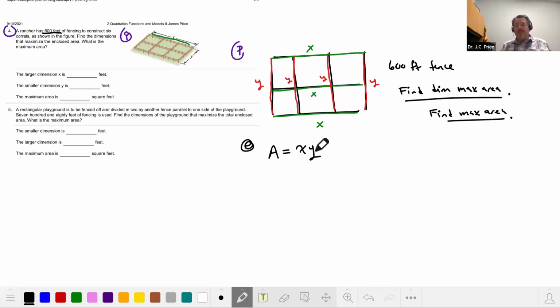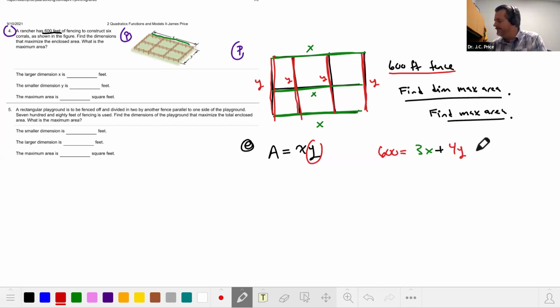And the big idea is you'd like to graph this formula, but you can't because you have x and y. So we have to get rid of y. So that's where the 600 is going to come into play. So 600 is going to be equal to, and you just count up the sides. It's the perimeter of the corrals, basically. So all the fence. So you have x feet there, x feet there, x feet there. So that's 3x, and then plus, count up all the y's. You have y feet plus y feet plus y feet plus y feet. So you have 4y feet.